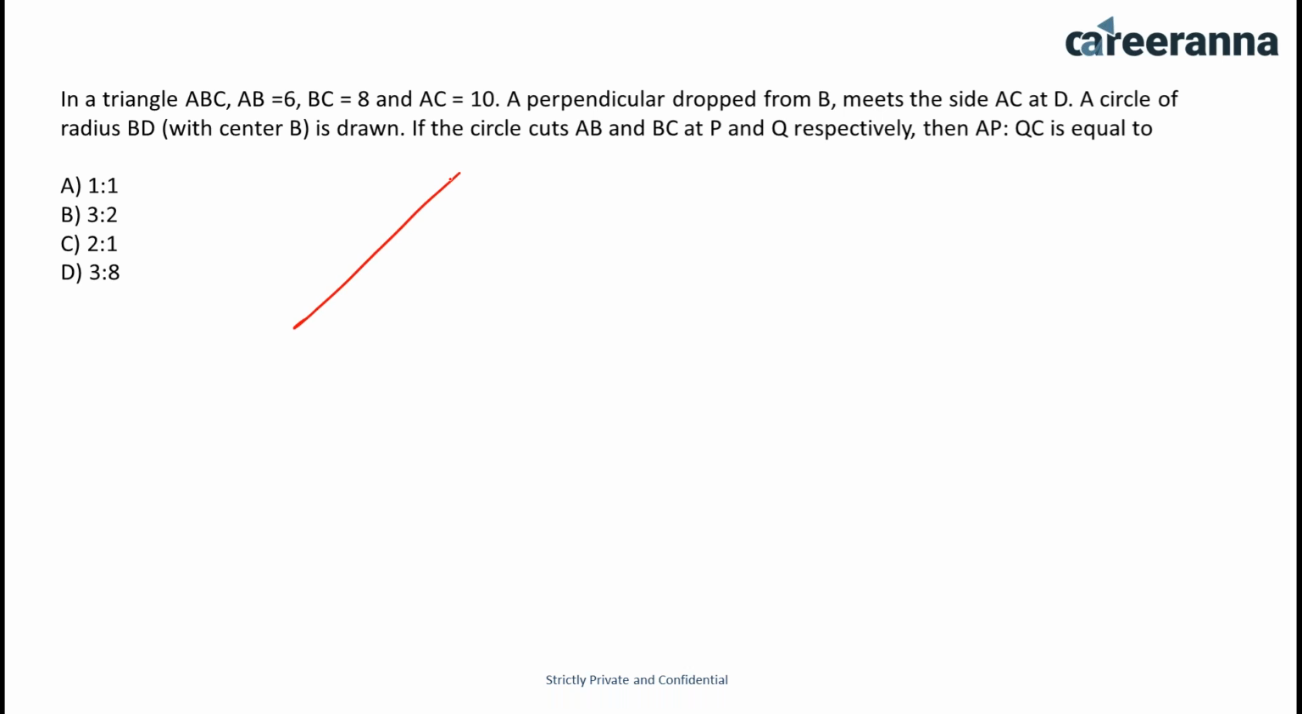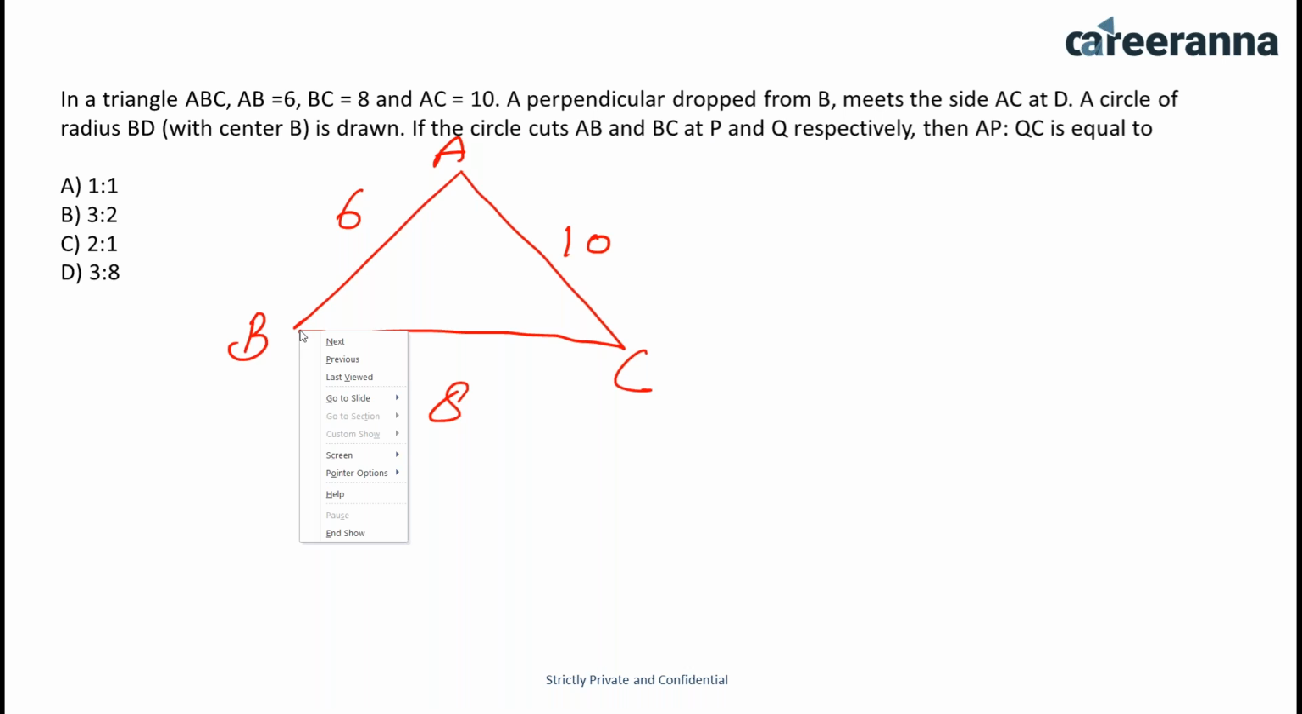Suppose let's take this one triangle ABC. First understand this question. This is A, B, and C, and AB is 6, BC is 8, and AC is 10. A perpendicular drop from point B meets side AC, that is, a perpendicular is drawn from here. That means this is a 90 degree, and this is point D. A circle of radius BD is formed. So we can say a circle is going to be like this.